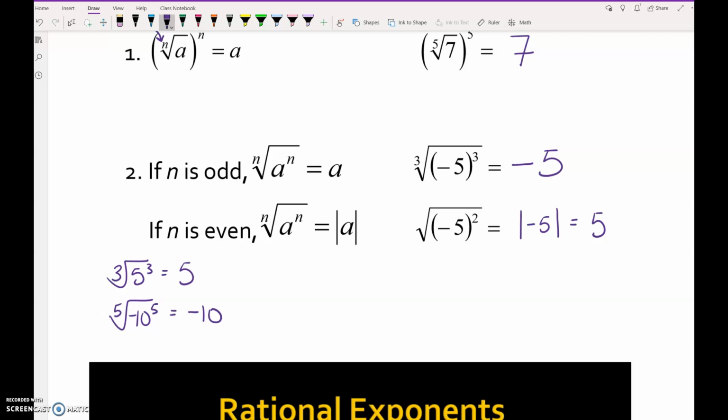Now if it's an even index, like if it's the fourth root of 5 to the fourth, it's going to be 5. If it's the fourth root of negative 10 to the fourth, it's going to be positive 10. If it's an even index and an even exponent that match, take the positive of whatever that number is.